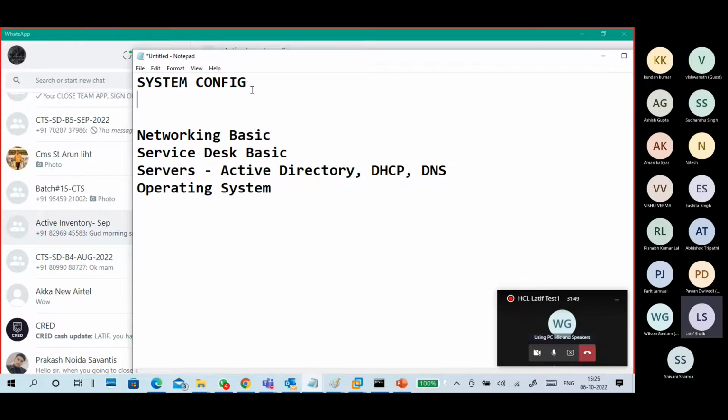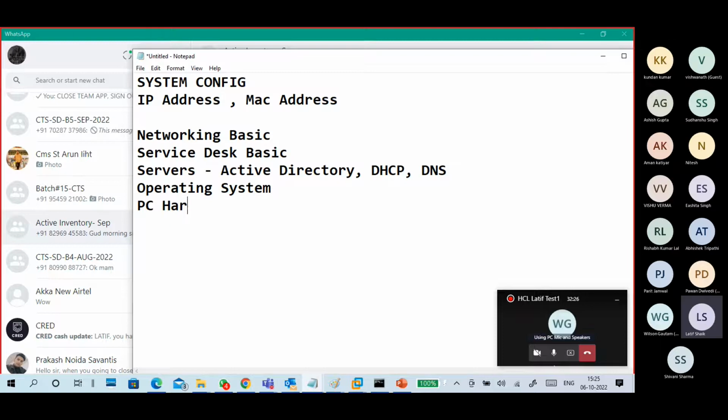Operating system, types of operating systems, use of operating system, server operating system, desktop operating system. We discussed issues within system configuration, how to check the system configuration, how to check the IP address, and how to check the MAC address. What is a MAC address? These are the things we discussed. So when you see the questions, the first question is: what did you learn in your training?